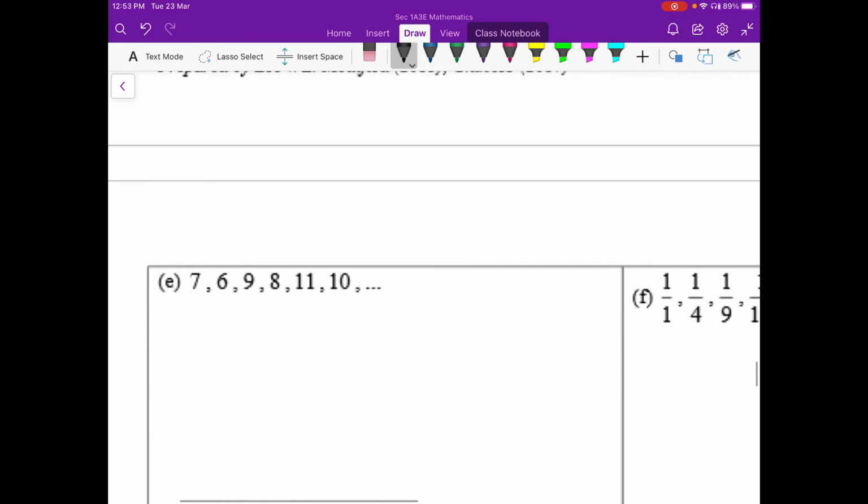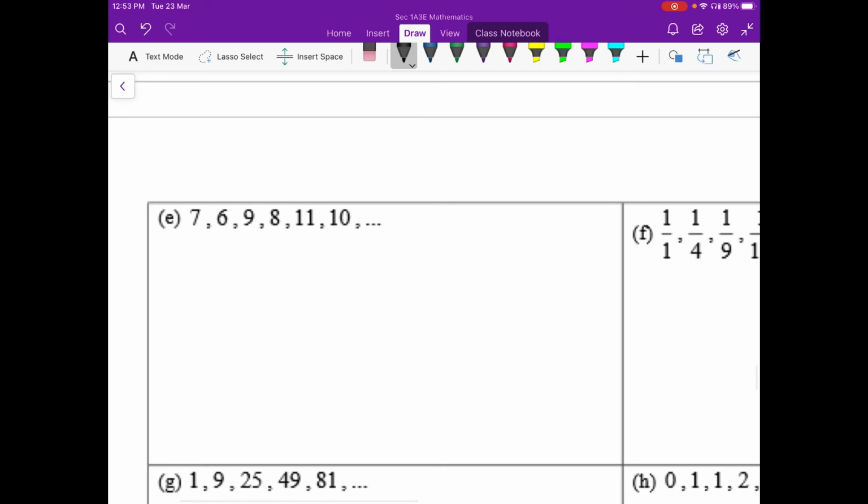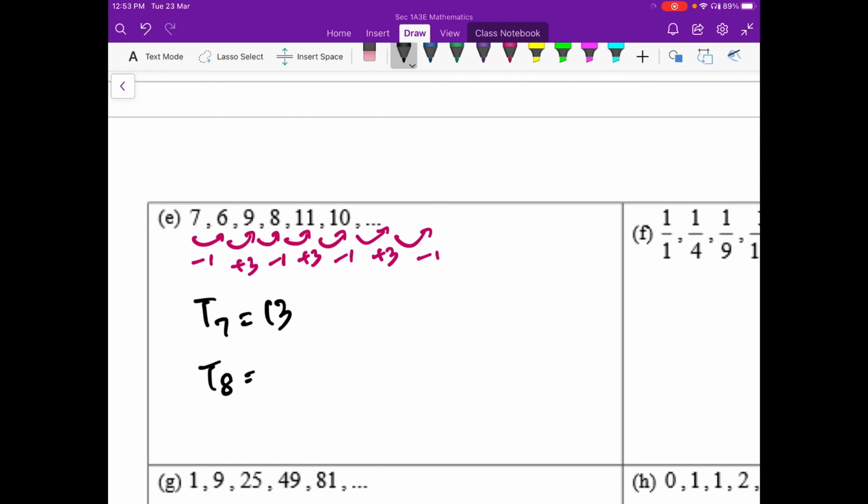Next. 6, 7, 9, 8, 11, 10. Okay, what should we do for this? Minus 1 plus 3. Minus 1 plus 3. Minus 1 plus 3. Minus 1. Term number 3, 4, 5, 6, 7. Term number 7 will be 13. Term number 8, 12.